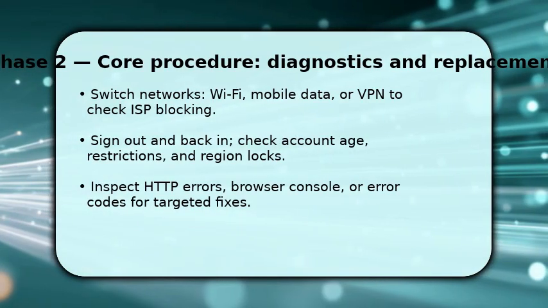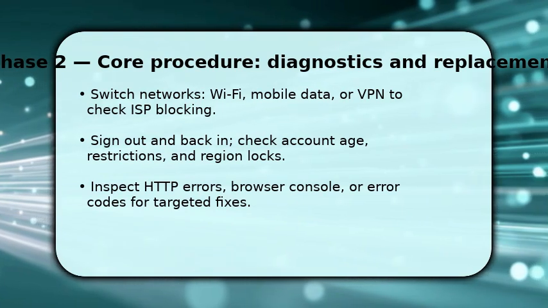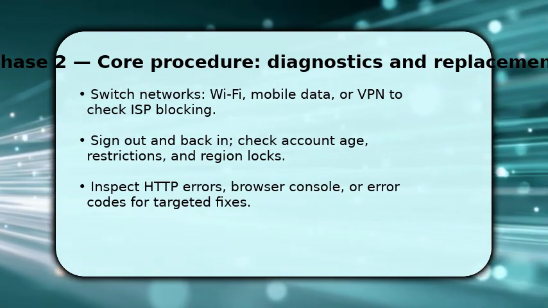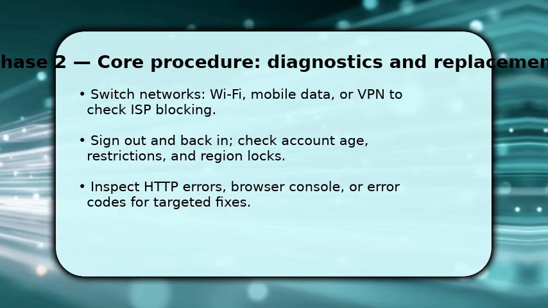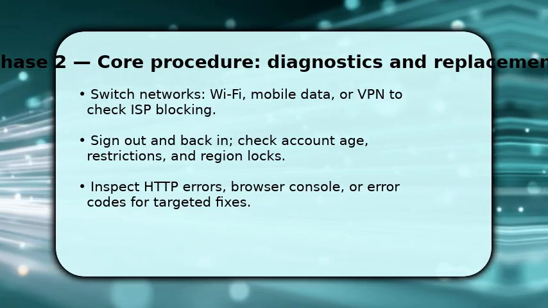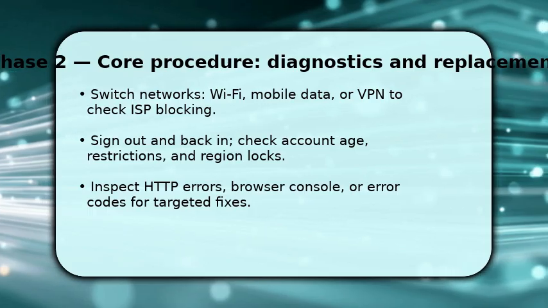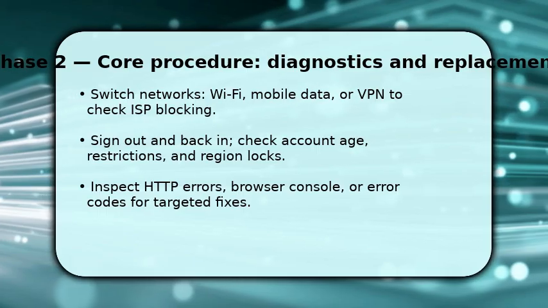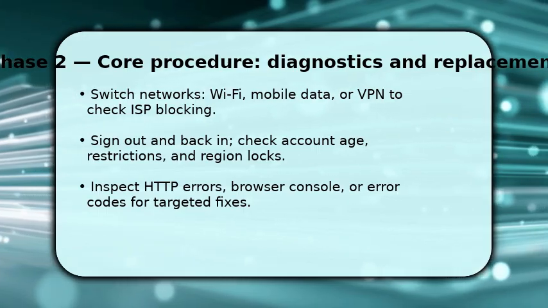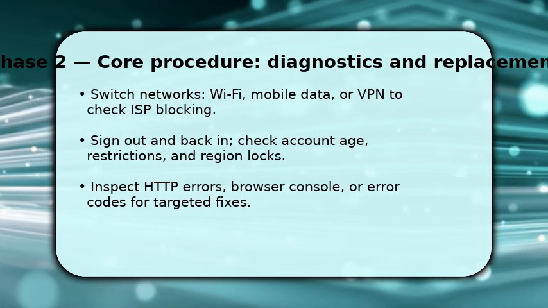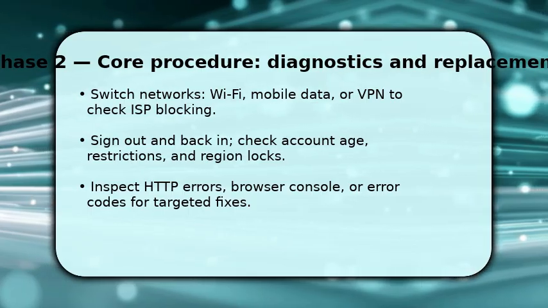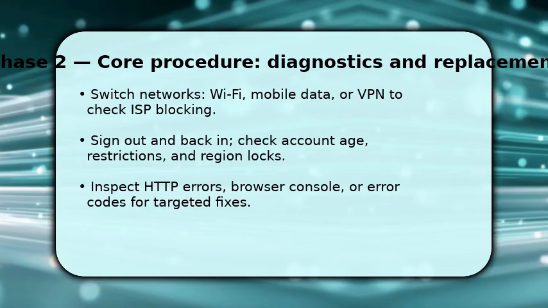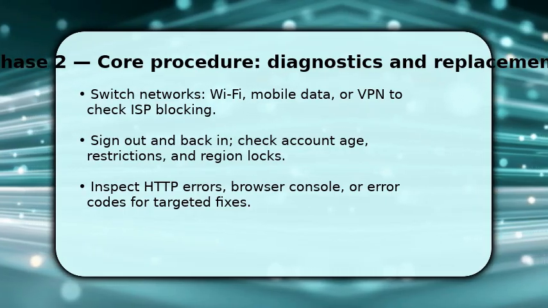Next, you isolate network and account variables. Try a different connection, Wi-Fi, mobile data, or a VPN, because some ISPs, workplaces, or countries block content. Then sign out of YouTube and sign back in. Account issues or age restrictions can make a video unavailable. Make sure to look at browser console messages or the specific error code displayed. That information points to DNS, CORS, or server-side removals, so you know whether to change settings or contact support.